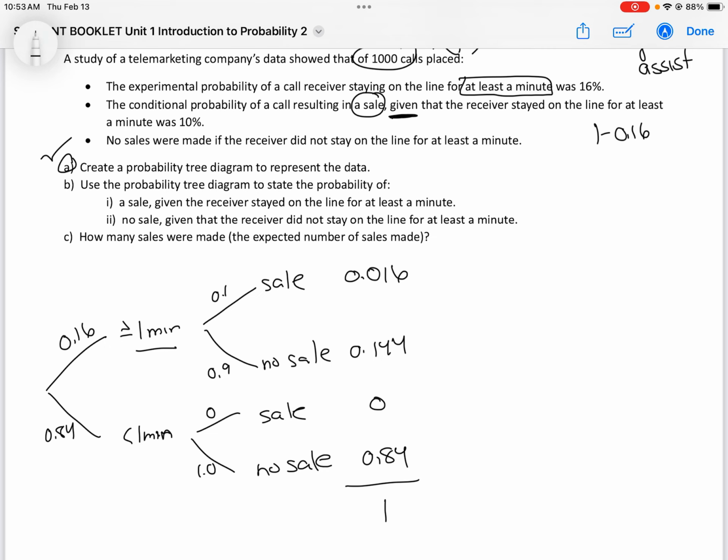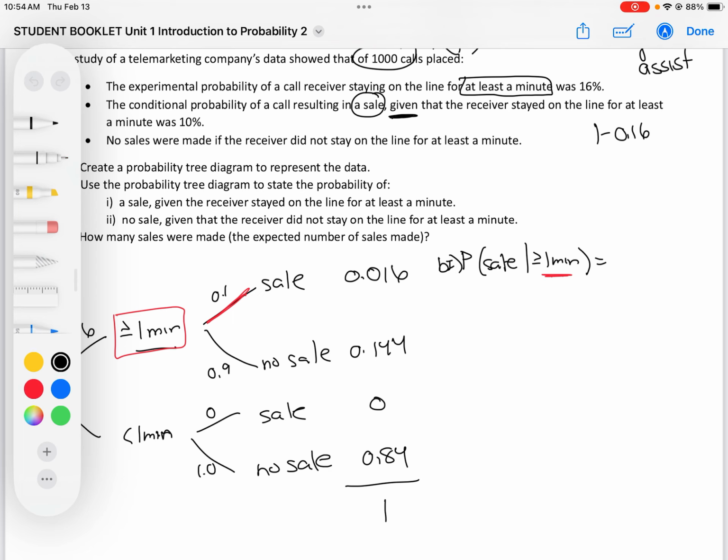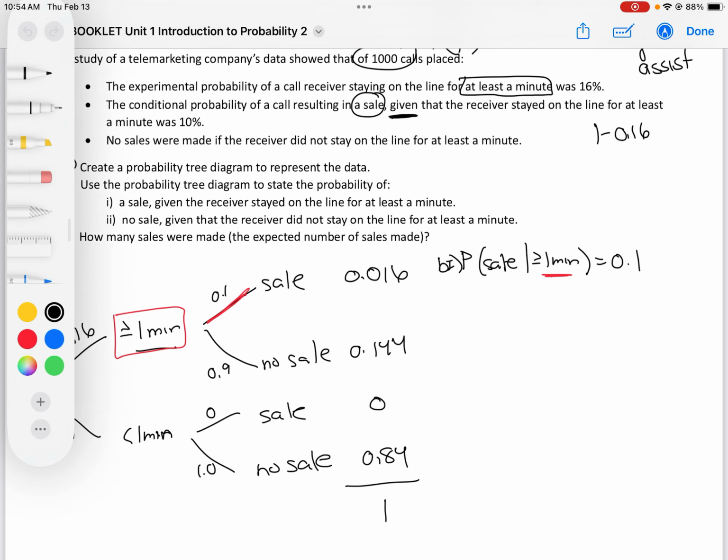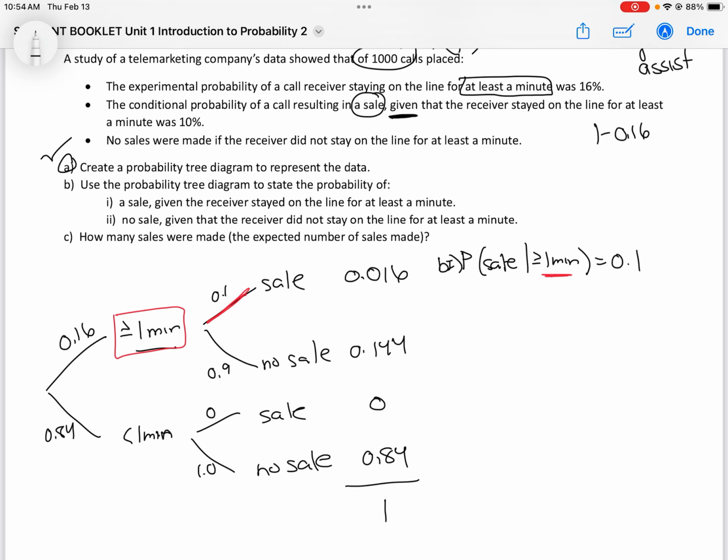Okay, now use the probability tree diagram to state the probability of, so this is going to be B, number 1, a sale given the receiver stayed on the line for at least 1 minute. If you think about this, if we're given this piece of information, we can actually start here. We ignore everything beforehand, and now we only have to look at the sale, which is 0.1.